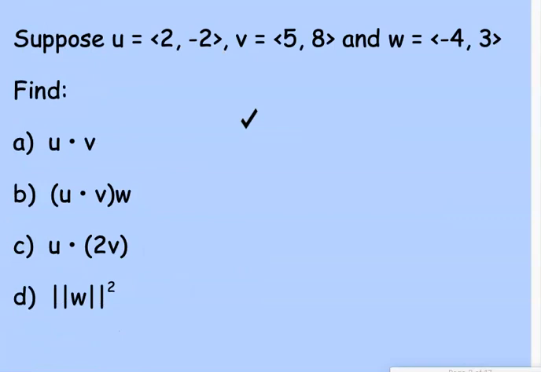Okay, so quick example. Everyone take a moment. You have U, V, and W. Find U dot V times W, U dot 2V, and the magnitude of W squared, which is kind of doing the last property backwards. Take a moment in your groups and see if you can nail these four.